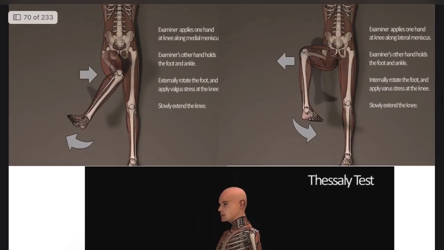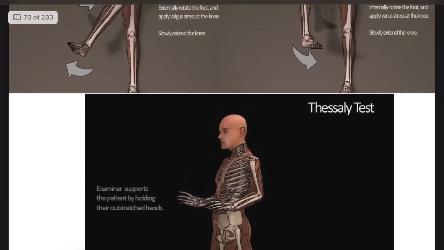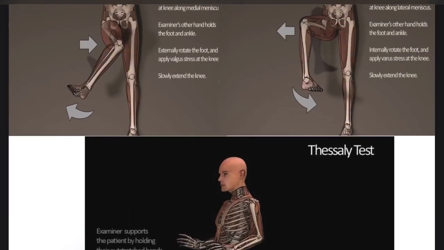The next one, the McMurray test. Here you can see this image. In the McMurray test, the patient is in the supine position and the knee must be flexed, and we rotate the tibia while extending. A click or pop suggests meniscal tear. If the patient has a meniscal tear, when we rotate the tibia we can hear a click or pop sound. So this is the torn meniscus being caught between the femur and tibia.